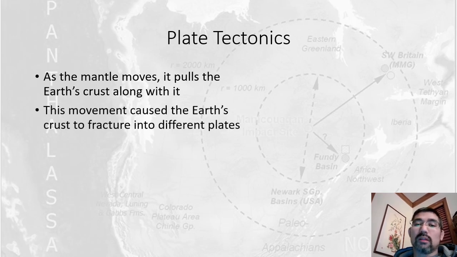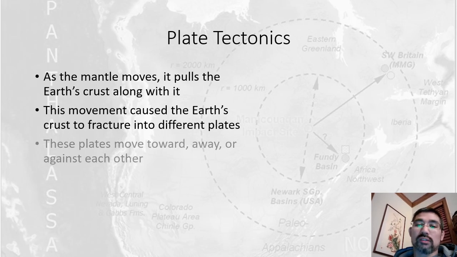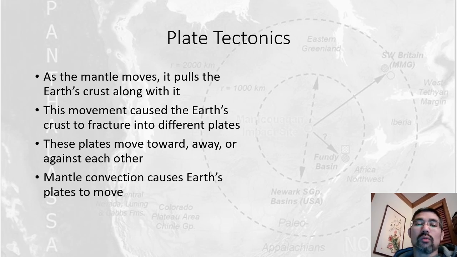And so this movement actually causes Earth's crust to fracture into different plates. And so those different plates move in different directions. They can move towards each other, they can move away from each other, or they can kind of move up and down against each other. So mantle convection causes the Earth's plates to move.